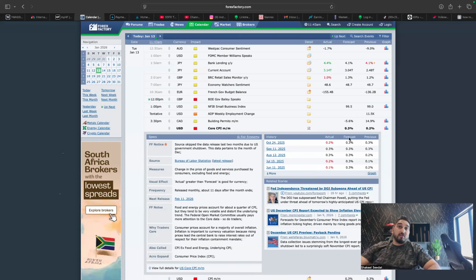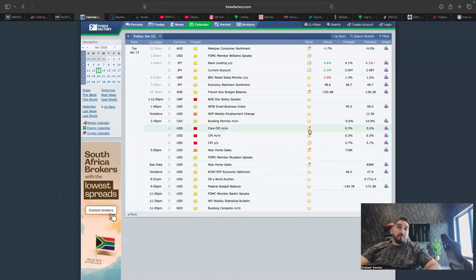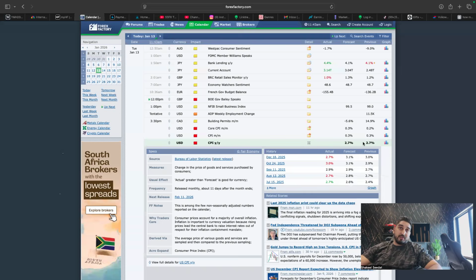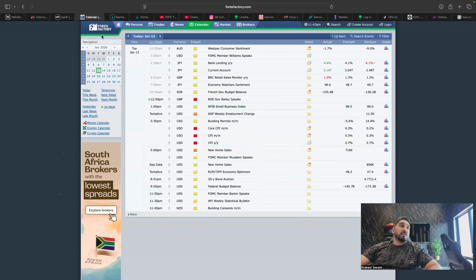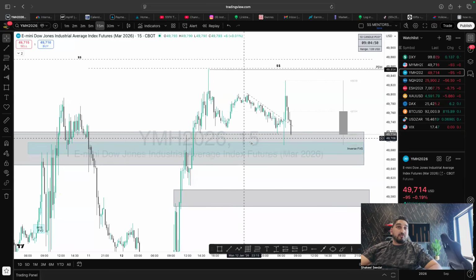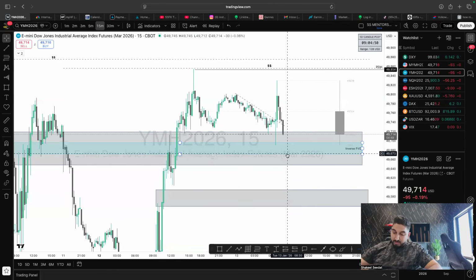So it's important that we watch this when it comes out. That'll give more guidance into long-term direction when it comes to US 30. But I do see the initial spike being up. So fundamentally, it's a little bit mixed because of core CPI, because of this forecast coming in higher than the previous. But the year on year is expected to remain the same, right? So that's what we were looking at on the fundamental side of it.